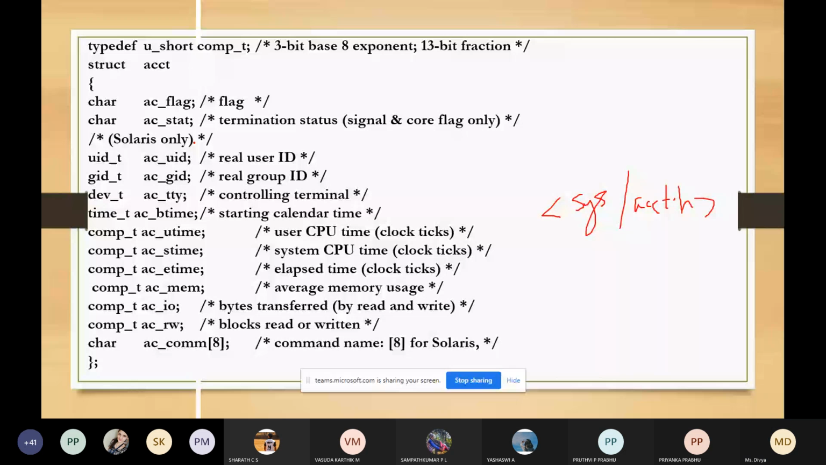So we need this typedef: u_short is defined as comp_t. And this is a structure. This structure can be used for accessing different information like what type of flag the process is using, the terminating status, real user ID, terminals, calendar time, CPU time, memory used, how many clock ticks or clock cycles, and how many bytes of data have been transferred. Similar information you can get.